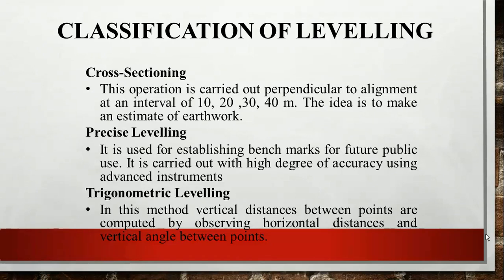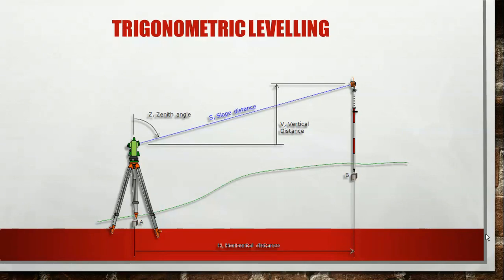And at last, there is trigonometric leveling. In this method, the vertical distance between points is computed by observing the horizontal distances and vertical angle between points. So, this trigonometric leveling is carried out in unit number 3 according to the syllabus of RTMNU, right? We will discuss it in brief in unit number 3, right? So, this is the example of trigonometric leveling where you have to find out the horizontal distance and slope distance. With the slope distance and horizontal distance, you are able to calculate the elevations, right? That is the vertical distance.